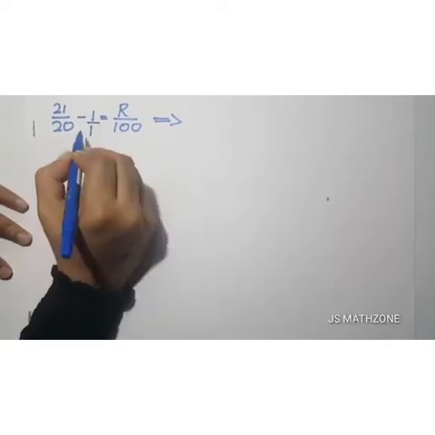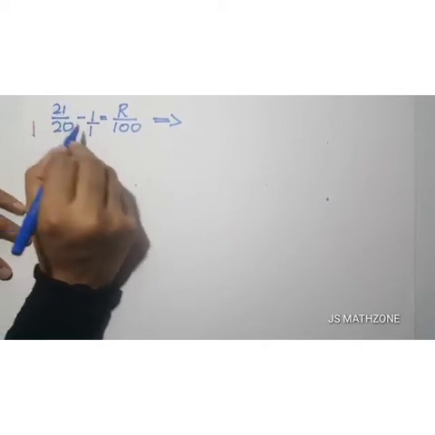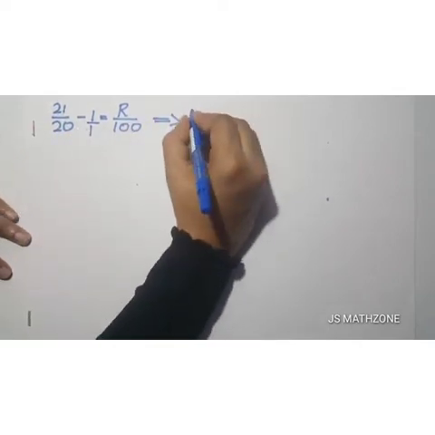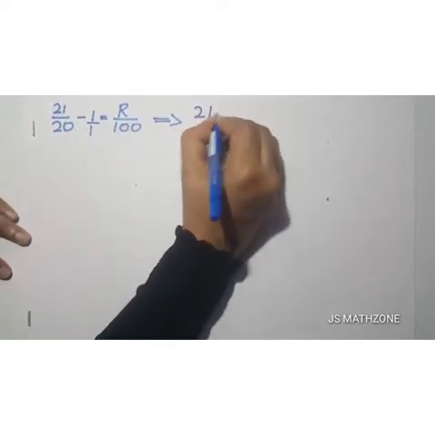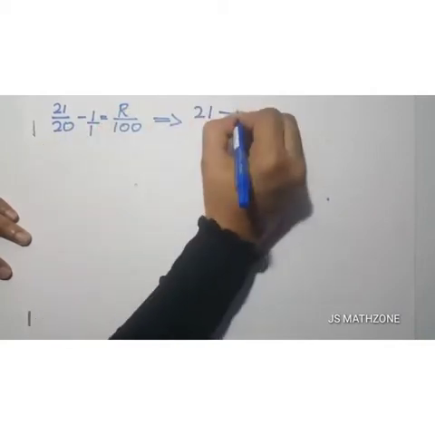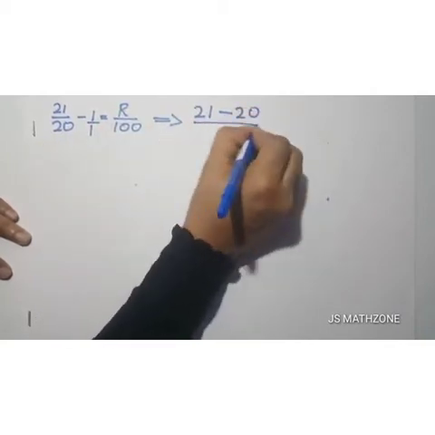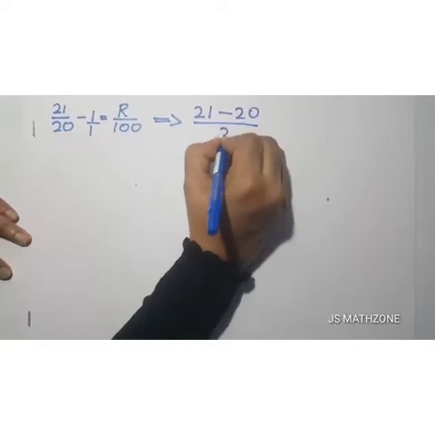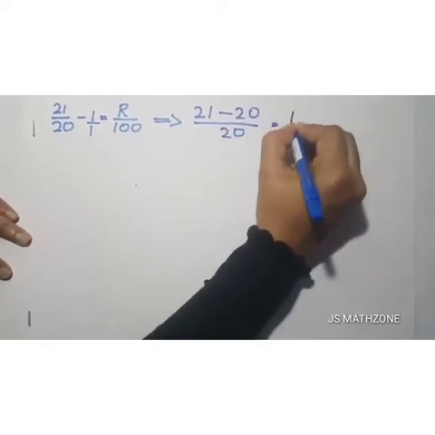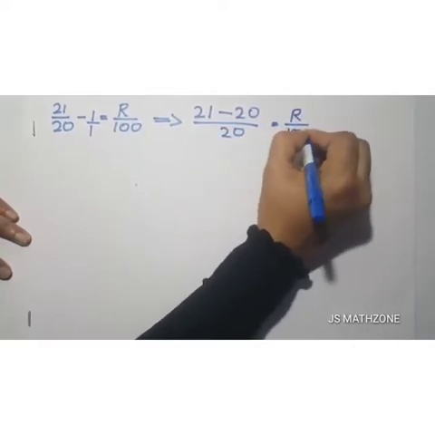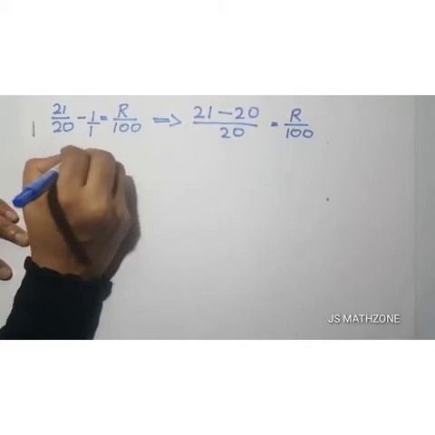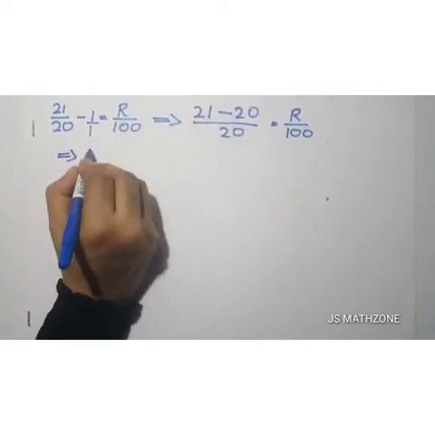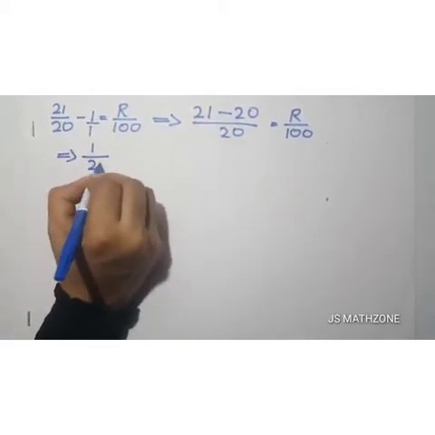How to solve 21 divided by 20 minus 1? Cross multiplication. 21 into 1 is 21. 20 into 1 is 20. That is 21 minus 20 divided by 20, which is equal to R by 100. 21 minus 20 is 1. So 1 by 20 is equal to R by 100.